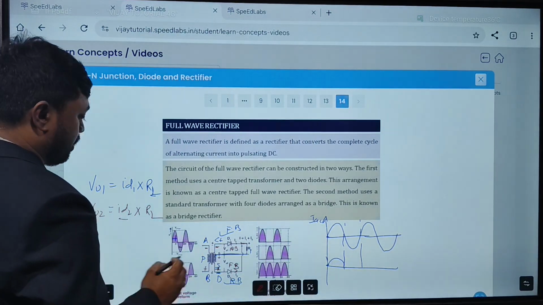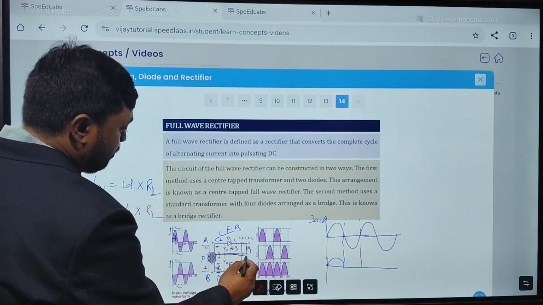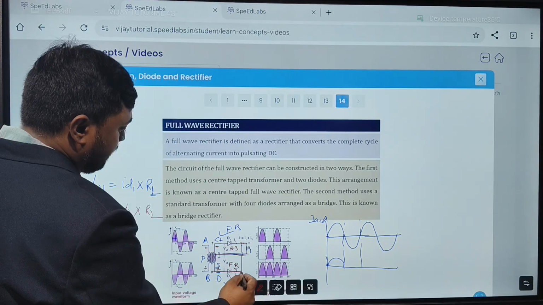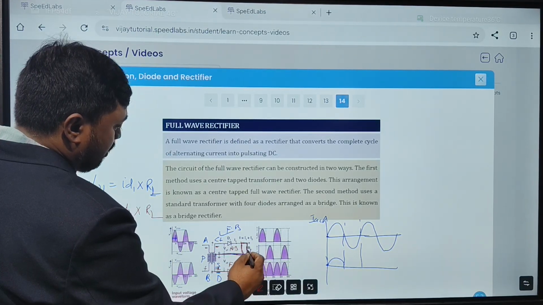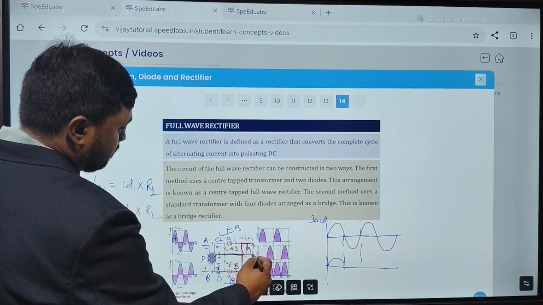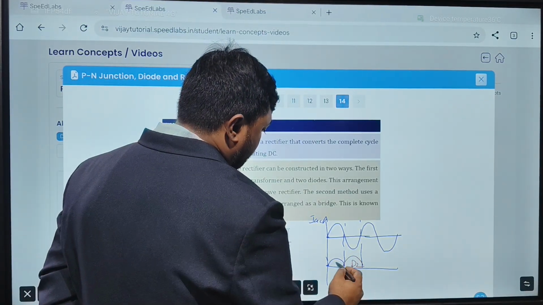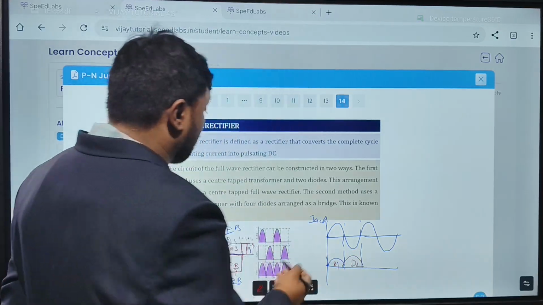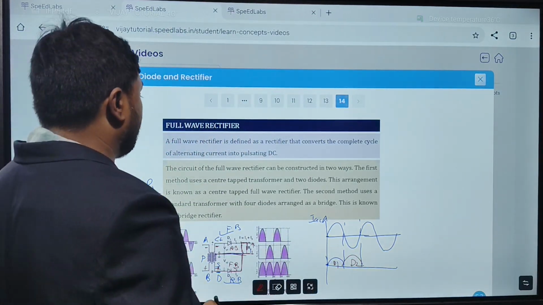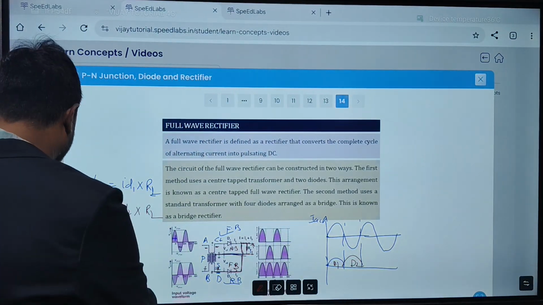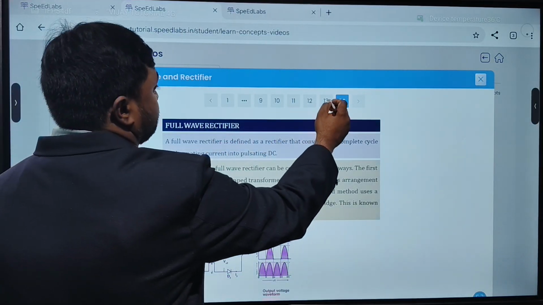We will get the output due to diode current 2. Here this is the center tap to complete the path. Current will go like this, and we will get the output across this. So here we get the output due to diode D2, as in the first case with diode D1. As both halves of the input signal are rectified, that's why it is called a full wave rectifier. Is it clear?